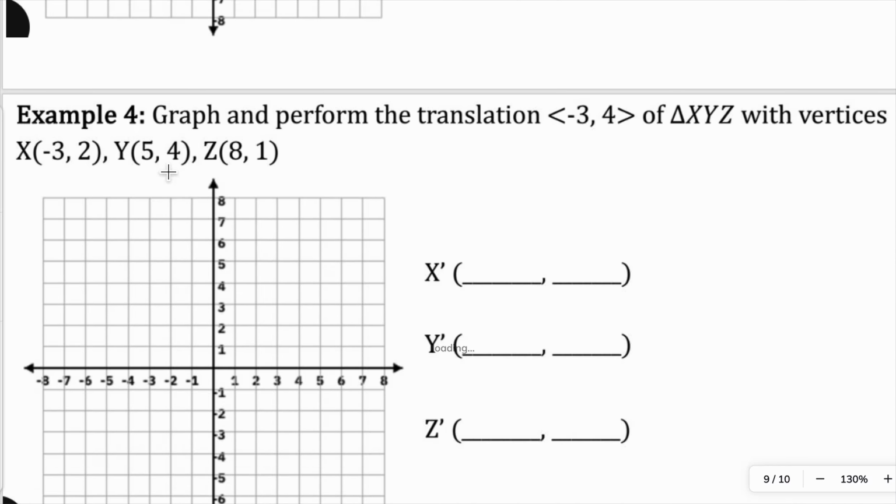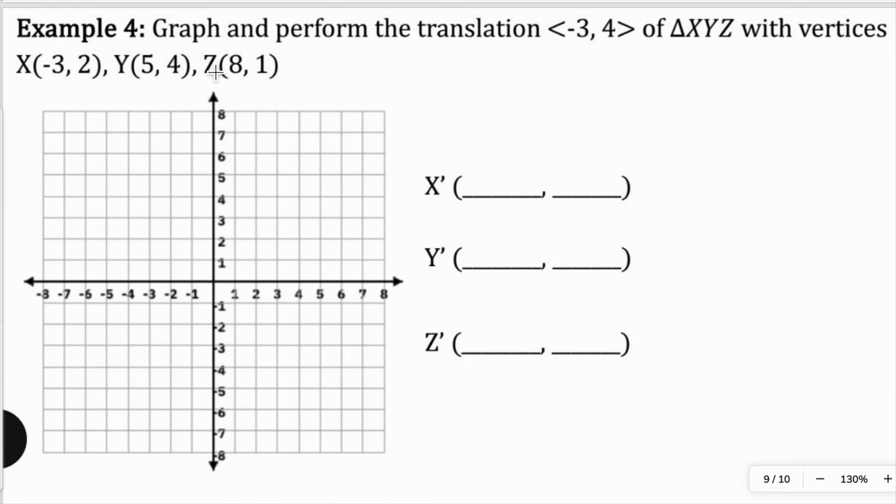Okay, if you want to try example 4 on your own, go ahead and pause the video here, try it, and when you're done, click play. I'm also going to show you another way that you can find your new points and then just graph those.